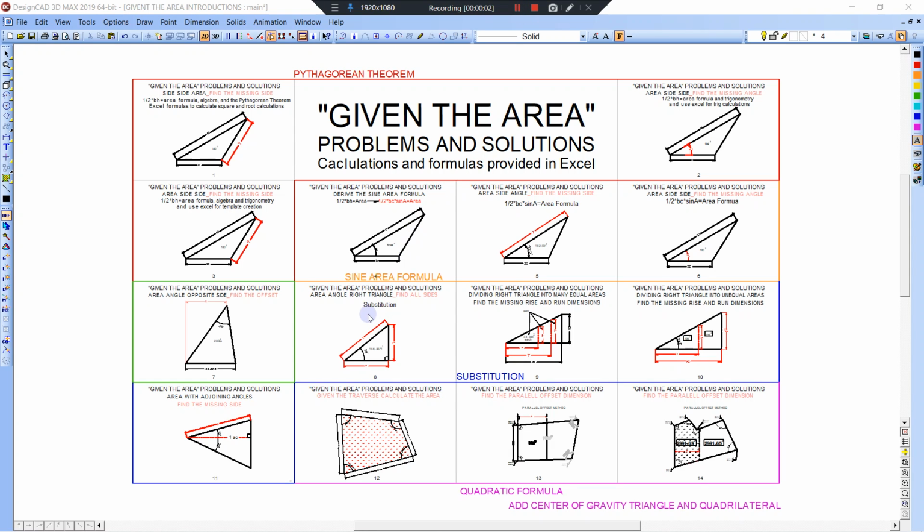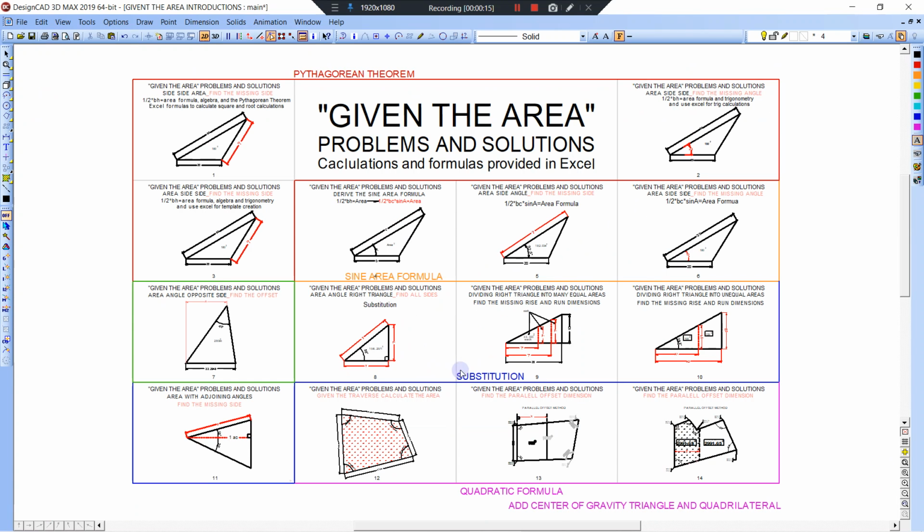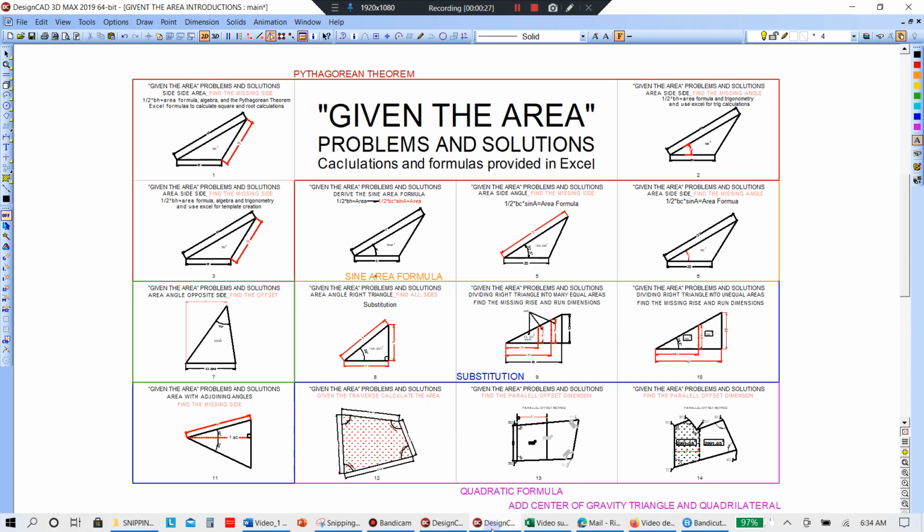All right, let's go to video 8. Given the angle and an area, or the area and an angle, we're going to find the missing sides. So what we're going to be doing now is substitution. We did a little bit when we derived the sine area formula and the law of sines and law of cosines in video 4.